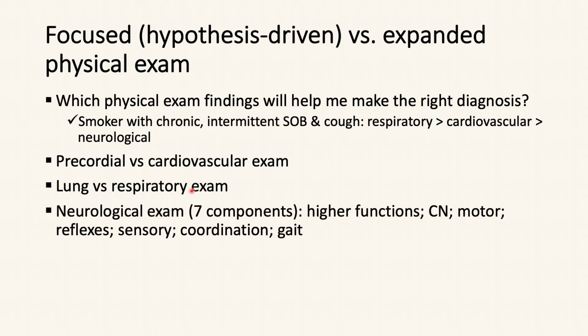Also with the neurological exam, you need to know when to do a more detailed neurological examination versus a screening neurological examination, if you're not really expecting a neurological problem in your patient. And you always have to keep in mind the seven components: higher brain functions, cranial nerves, motor system, reflexes, sensory system, coordination, and gait, and pick whatever you think is appropriate that can help you answer the question: what are the findings that can help me make the diagnosis?